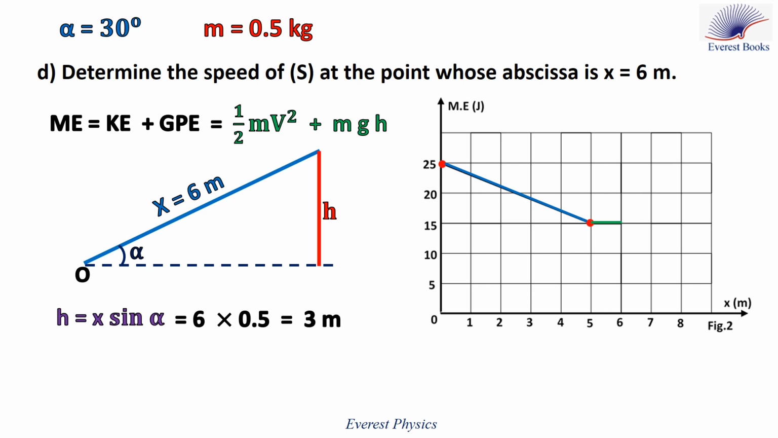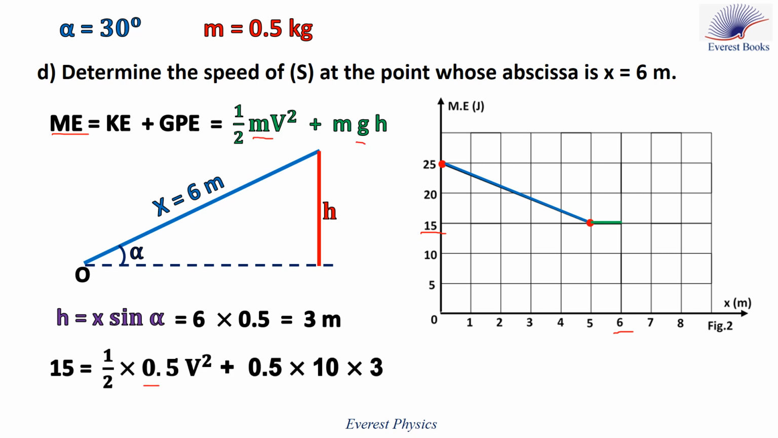But for x equals 6 meters, the mechanical energy equals 15 joules. So replace ME by 15, m by 0.5, and g by 10. Then the speed for x equals 6 meters is 0 meters per second.